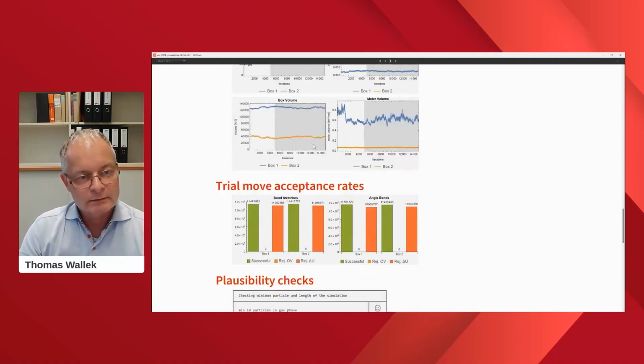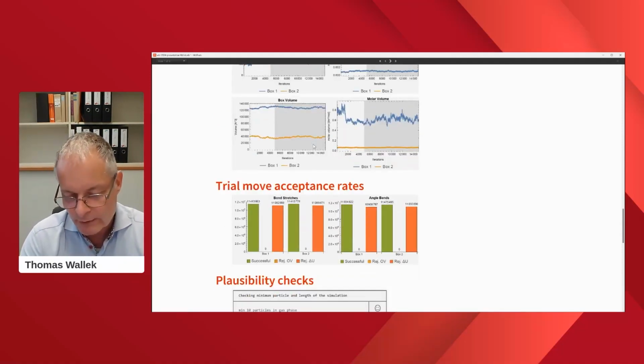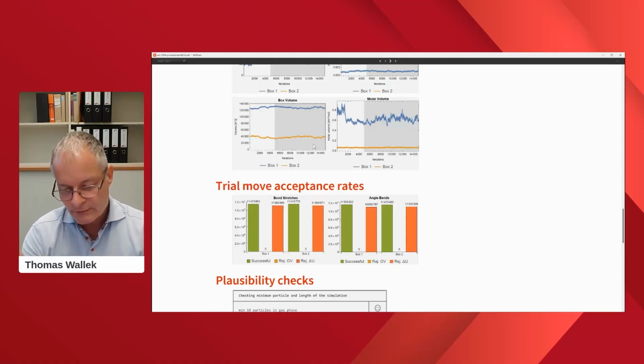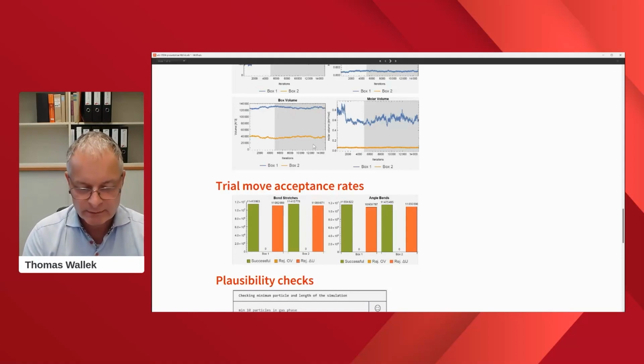Next, the acceptance rates for the trial moves are another very important quantity that give you feedback on the effectiveness of the trial moves. This example shows the acceptance rates of bond stretches and angle bends, where we see roughly the same number of accepted and rejected trial moves, which indicates a fairly sound distribution of these moves.